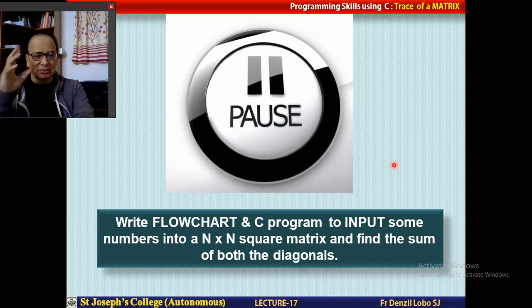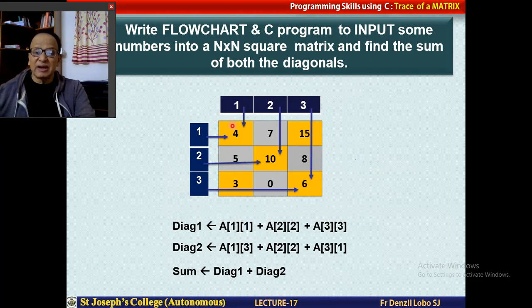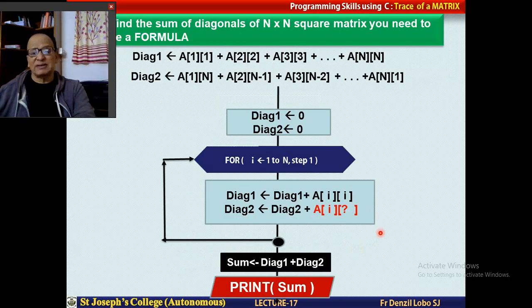I hope you are trying to think. Invariably, I've seen it's so difficult for students to think and come up with a solution. But don't look at the next slide till you get the formula. Think, it is 1, 2, 3. For the principal diagonal, it is 1,1, 2,2, 3,3. Here it is 1,3, 2,2, 3,1. So the row goes from 1, 2, 3, and the value of n is equal to 3 in this case. So the column is n, n minus 1, n minus 2. How are you going to get that is the question.